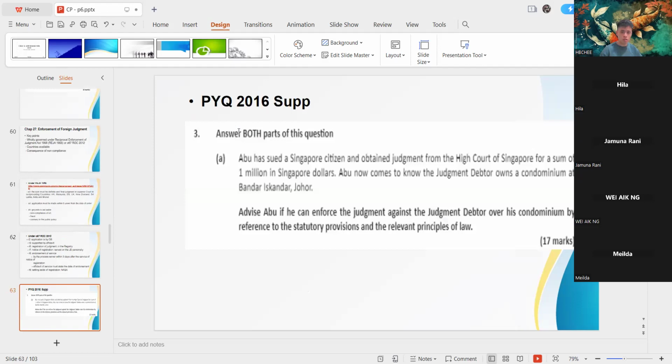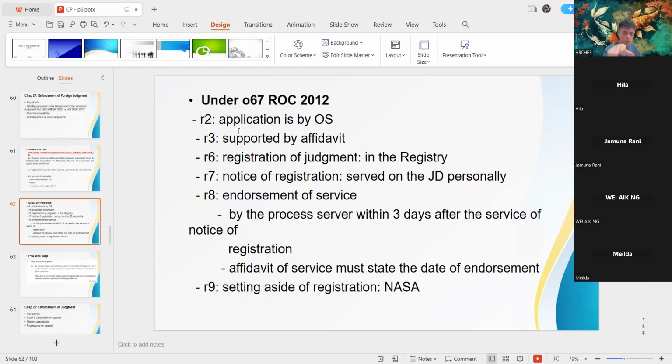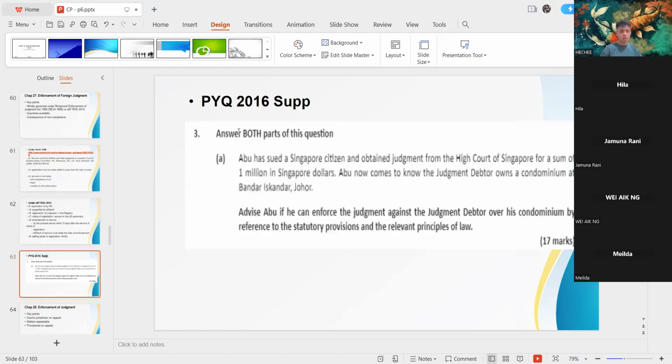These are only procedures now, and there are not really a lot of cases to support or guide. That's the reason why I feel this chapter is a very, very rare chapter that will come out in the exam. That's why I only found a very old paper. This is question 2016: Abu Su, a Singapore citizen, and this and that, and how to enforce the judgment.